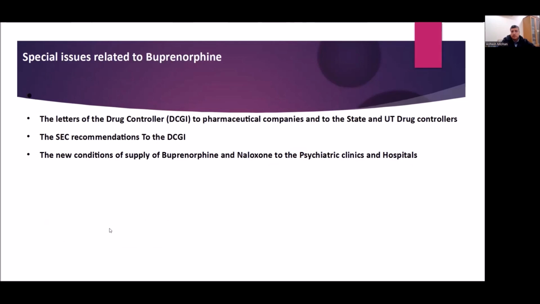Now, what are special issues related to buprenorphine? Now, buprenorphine is a very controversial drug, unfortunately. You know what happened is that there are three issues which are important. One is the letters related to buprenorphine by the Drug Controller of India to pharmaceutical companies and to state and UT drug controllers. The SEC expertise group recommendations to the DCGI in 2019, and there are new conditions for supply of buprenorphine and naloxone to the psychiatric clinics and hospitals. Three important things which I will tell you.